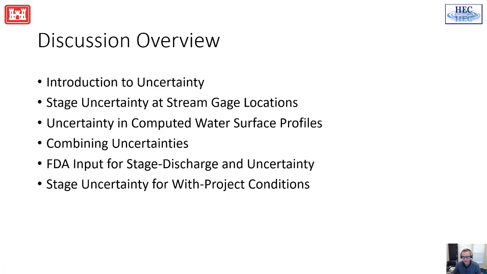In this presentation, we will provide you with an introduction to stage-discharge uncertainty. We will discuss stage uncertainty as it pertains to stream gauge locations. We'll discuss uncertainty as related to computed water surface elevations and combining stage uncertainties. And then we will show you how to input a stage discharge function with uncertainty into HFDA and discuss its use for evaluating with project conditions.